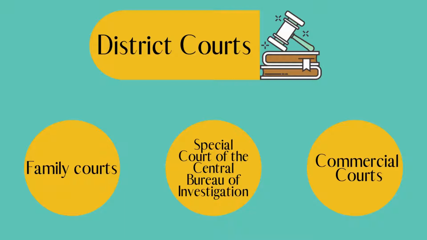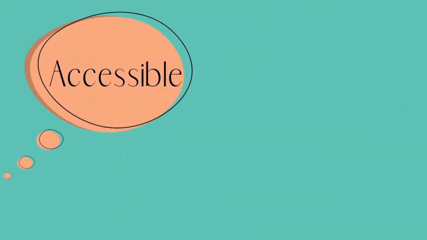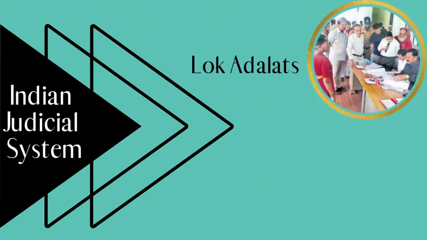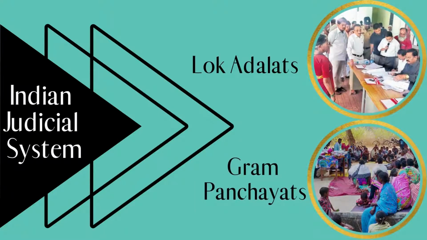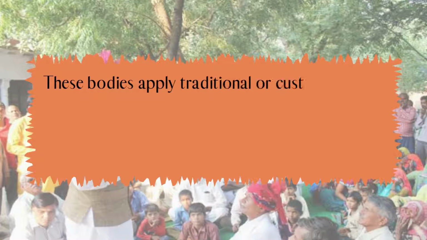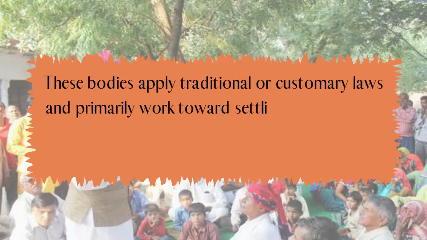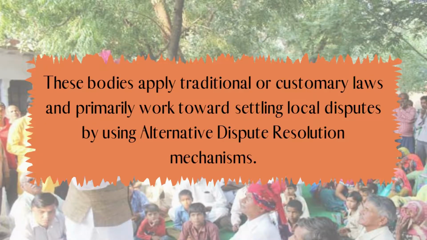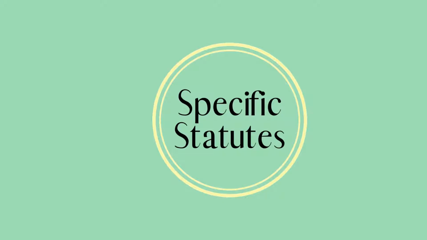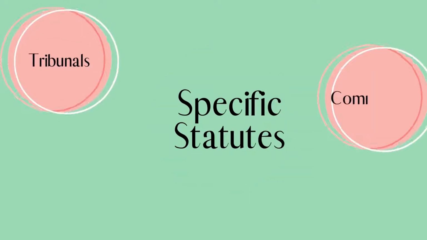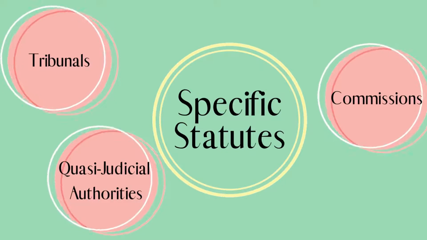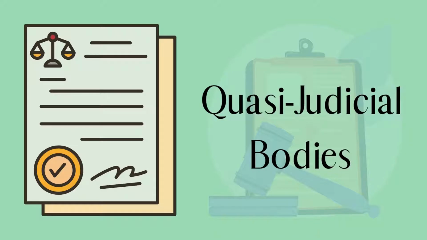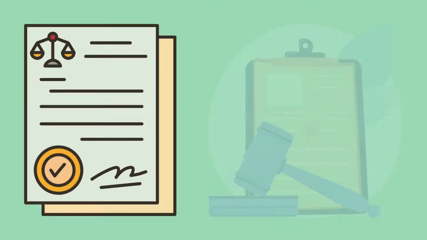With the socialist aim of making legal remedies accessible and affordable to all, the Indian judicial system has constituted lok adalats and gram panchayats at the village level. These bodies apply traditional or customary laws and primarily work towards settling local disputes by using alternative dispute resolution mechanisms. Apart from the courts, the Indian judicial system comprises tribunals, commissions, and quasi-judicial authorities that derive their authority from specific statutes. We will be seeing more of these in our next video on quasi-judicial bodies.